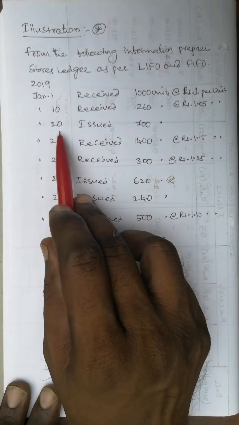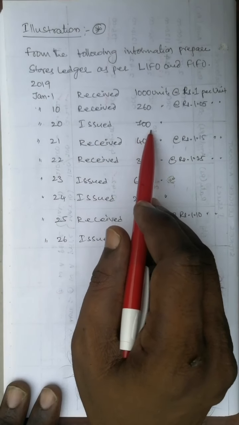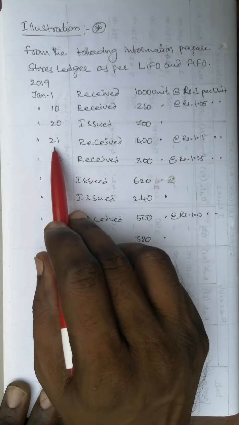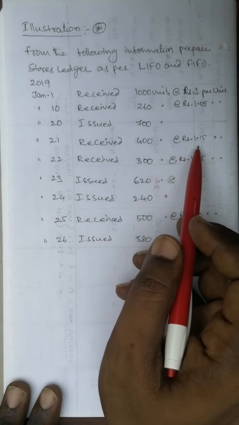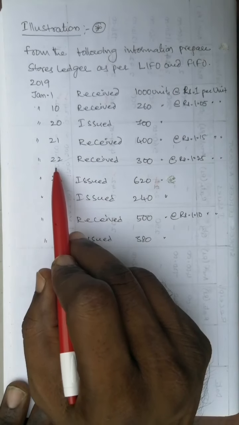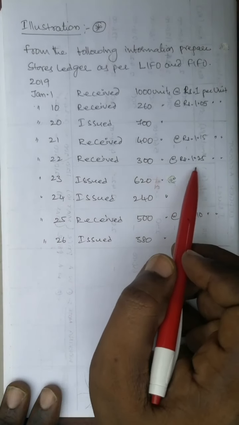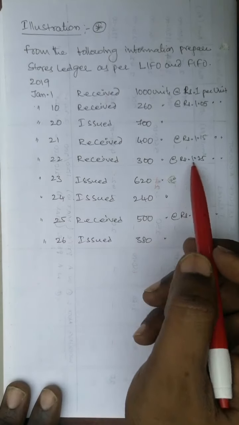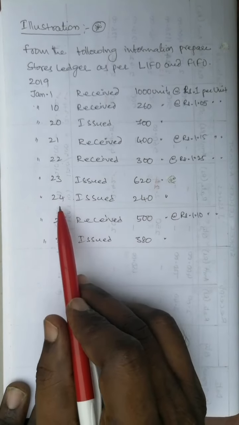And later, January 20 issued material 700 units. On January 21 again received 400 units at the rate of 1 rupee 15 paisa. January 22nd received 300 units at the rate of 1 rupee 25 paisa. Now January 23rd issued 620 units.